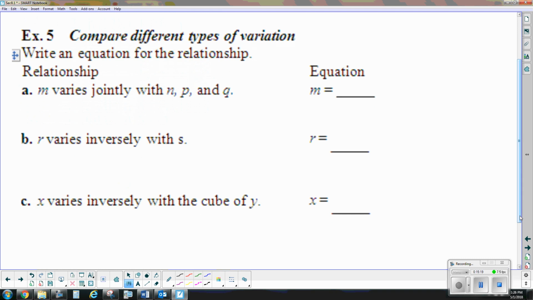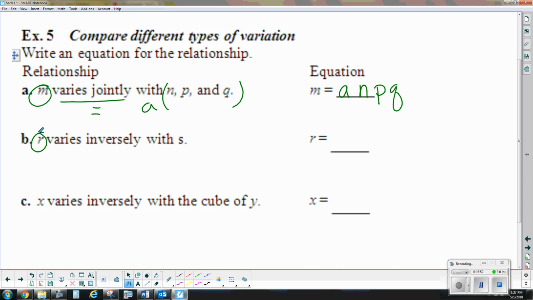All right, let's try writing some of these relationships. Now, some of these are a little bit wordy, so we need to think about what each of these means. So m varies jointly. Varies jointly is going to give you your equal sign with some constant and n, p, and q. So m equals a times n times p times q.